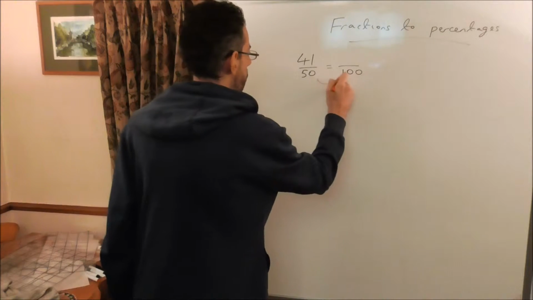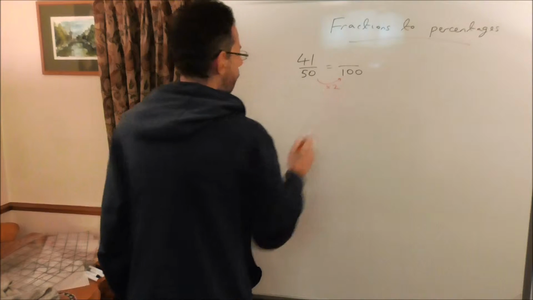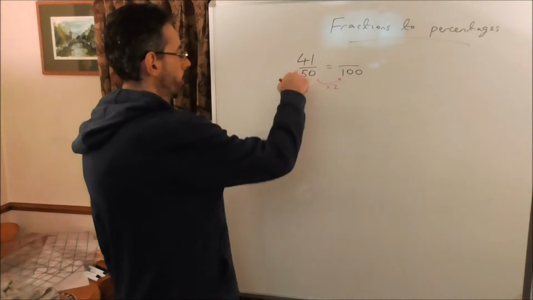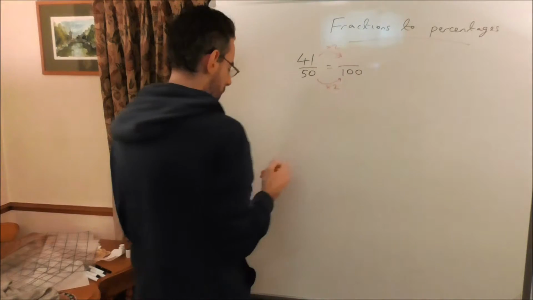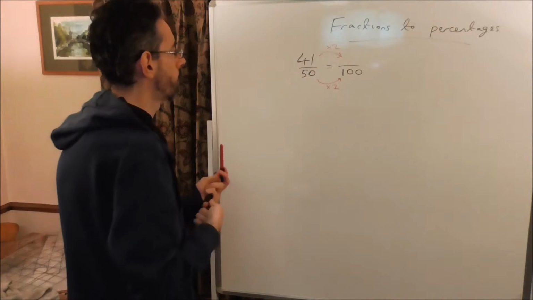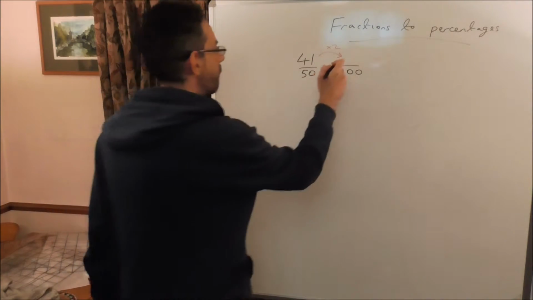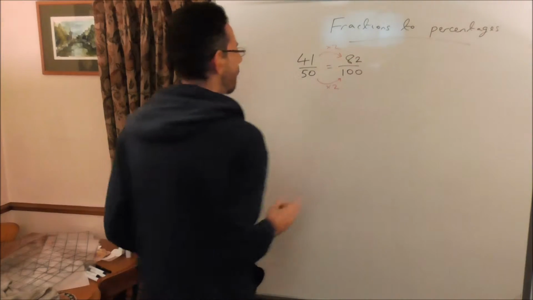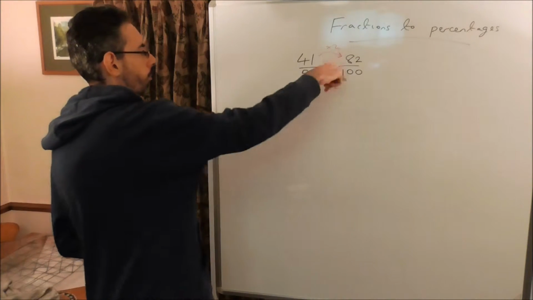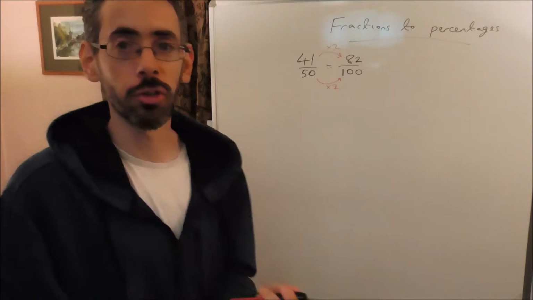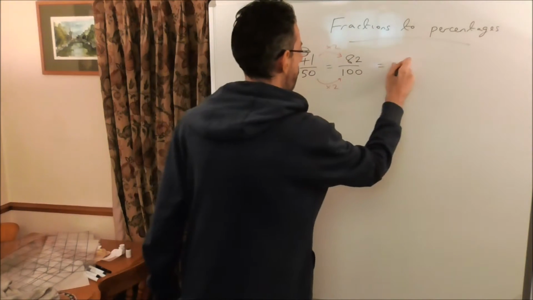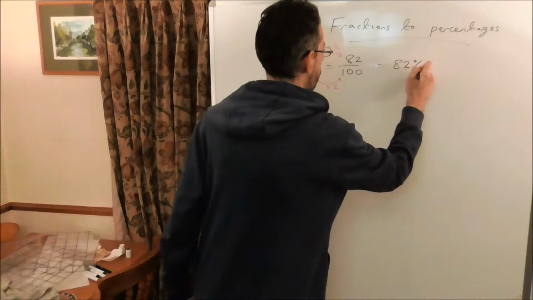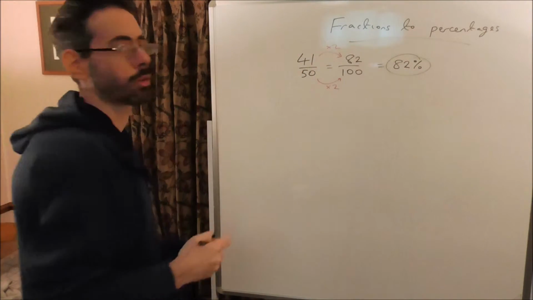50 times 2 is 100. So to get an equivalent fraction to this one, you've got to do the same thing to the numerator. You've got to multiply that by 2. And you get 84. Not 84, 82. 41 times 2 is 82. So 41 out of 50 is the same as 82 out of 100. They're equivalent fractions. And of course, 82 over 100 is just 82%. So this would be your percentage score, 82%.